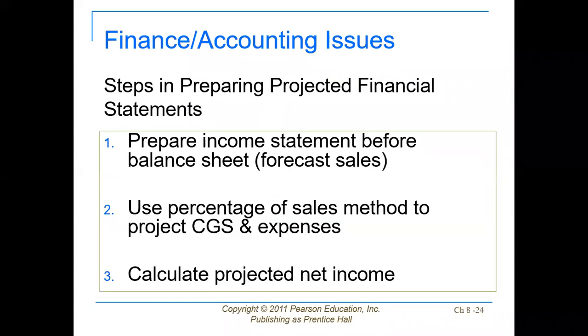In finance and accounting issues, there are more steps, like you need to prepare the income statement before the balance sheet. You use the percentage of sales method to project cost of goods sold and expenses, and calculate projected net income. You do all these activities while going to opt for that strategy. If all this analysis concludes that the coming strategy or policy is worthwhile and beneficial in all aspects, then you go for that strategy. Otherwise, if you find some problem in any corner, you will solve that problem first, then go for strategy implementation.